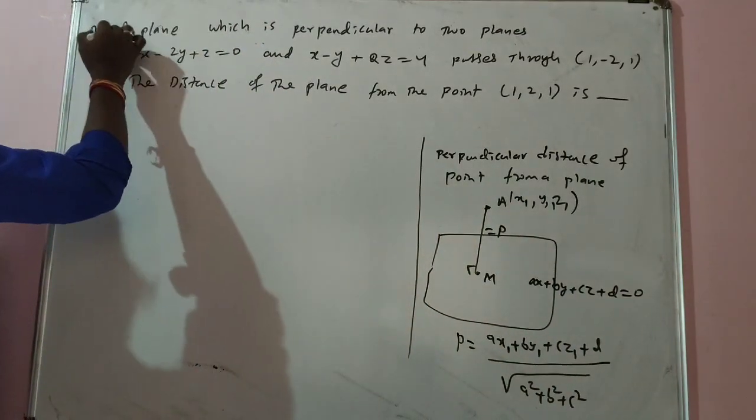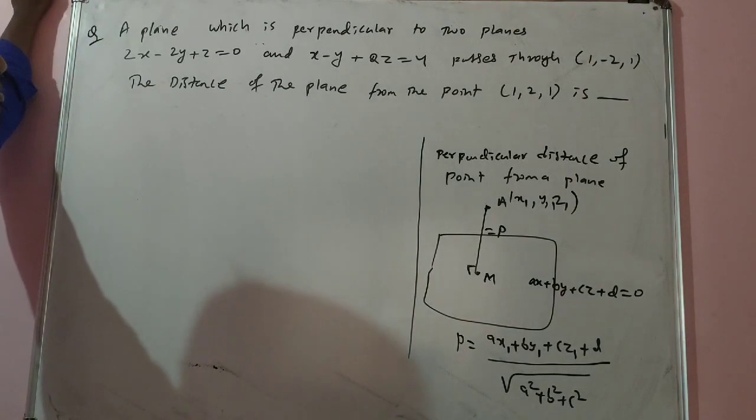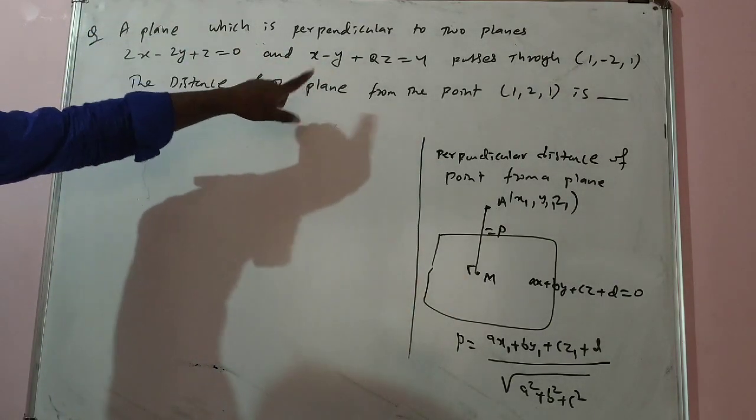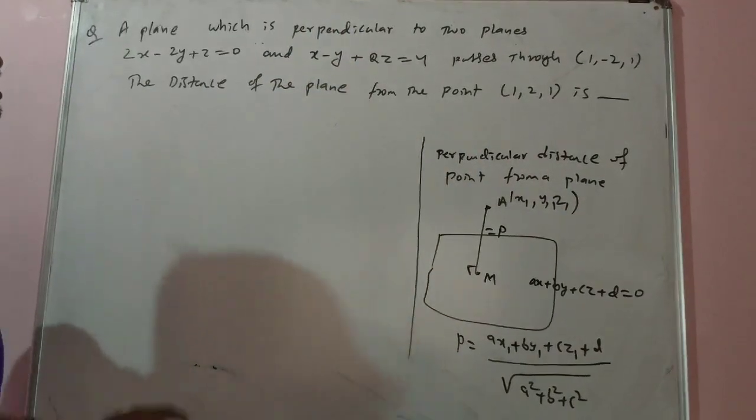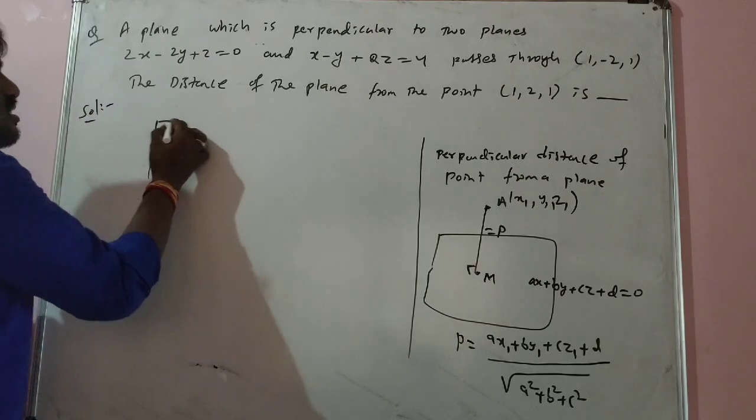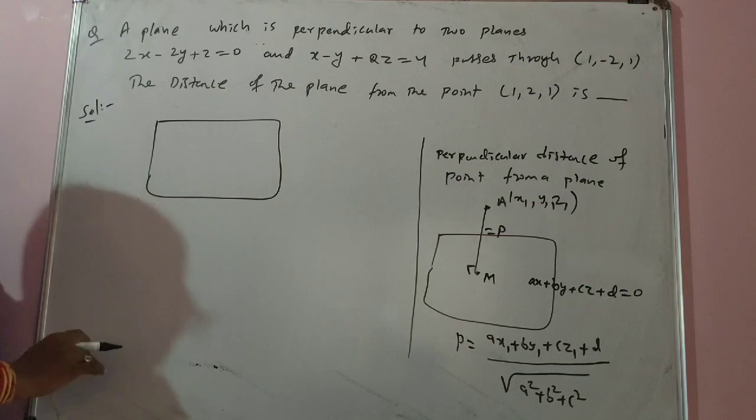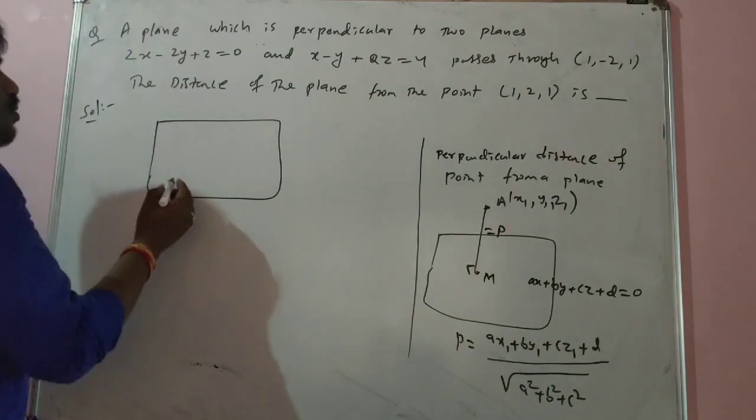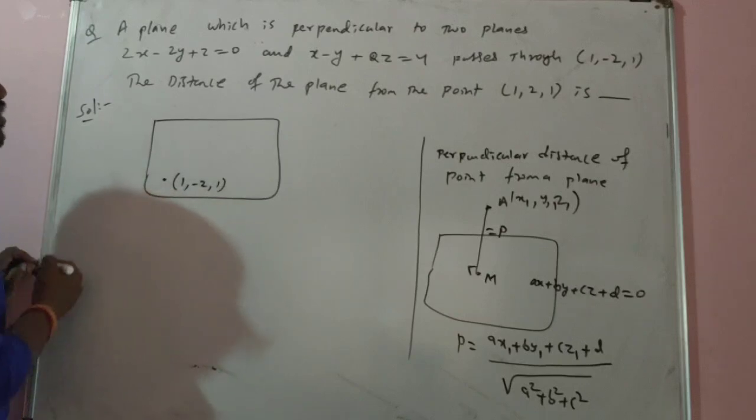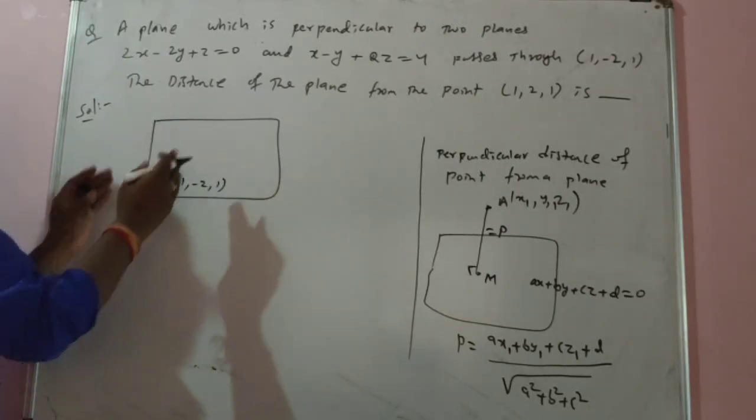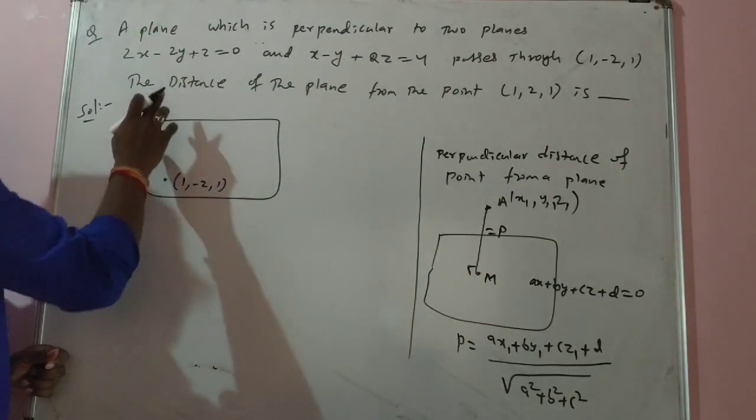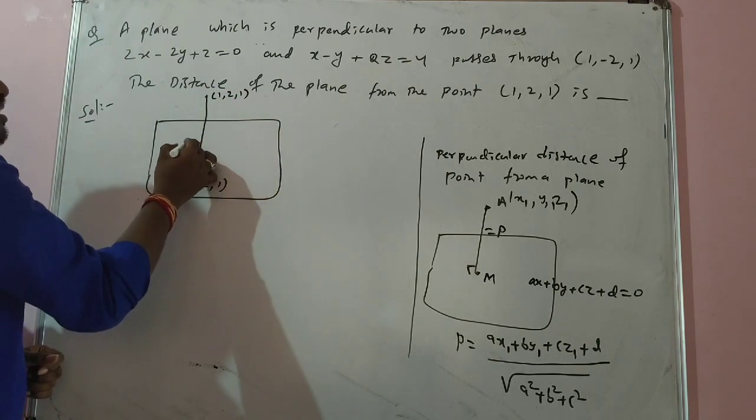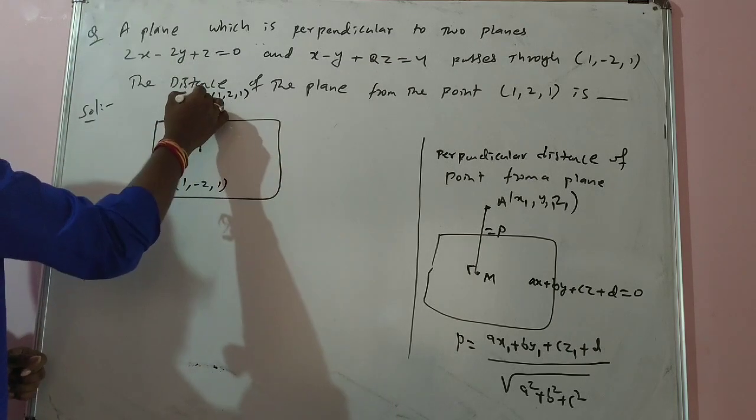Now you have a question here, a JEE question. You have a plane which is perpendicular to these two planes and passing through a point, then find the distance of the plane from this point. That is the question. I'll explain. There is one plane, and that plane is perpendicular to two planes. It passes through the point (1, −2, 1). Then it asks the distance of the plane from the point (1, 2, 1). What is the perpendicular distance of the plane from this point A? That is the question.